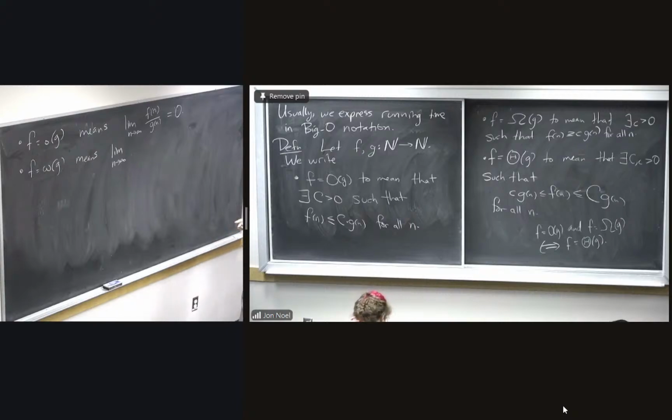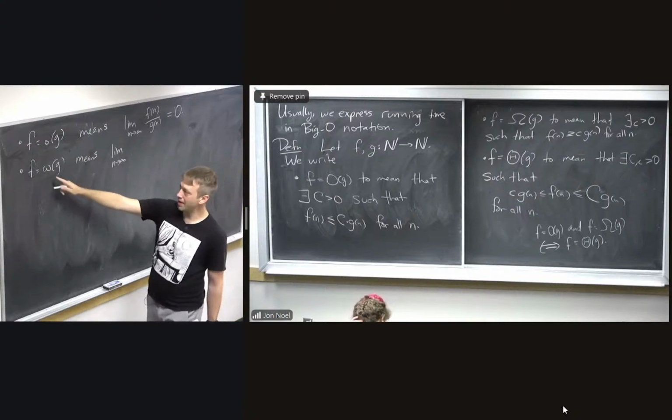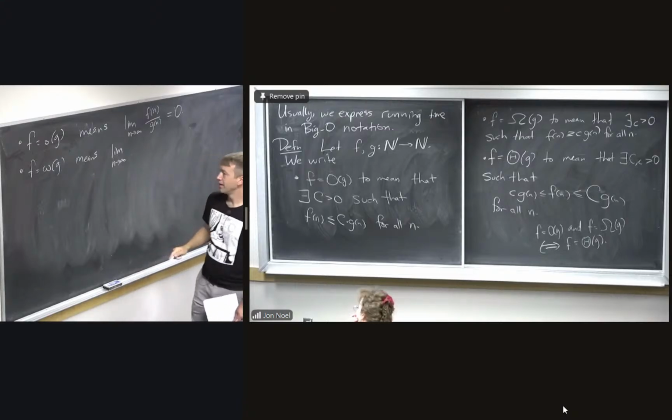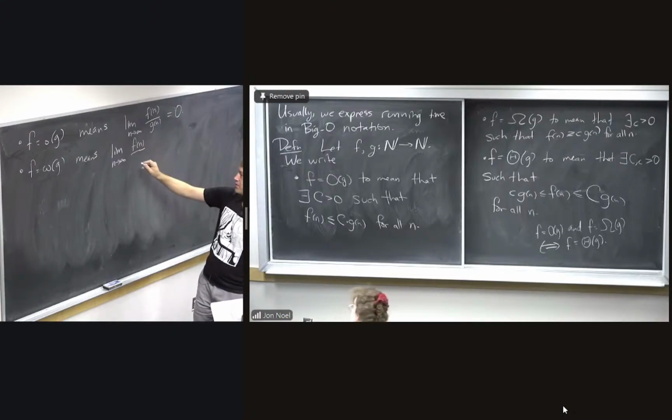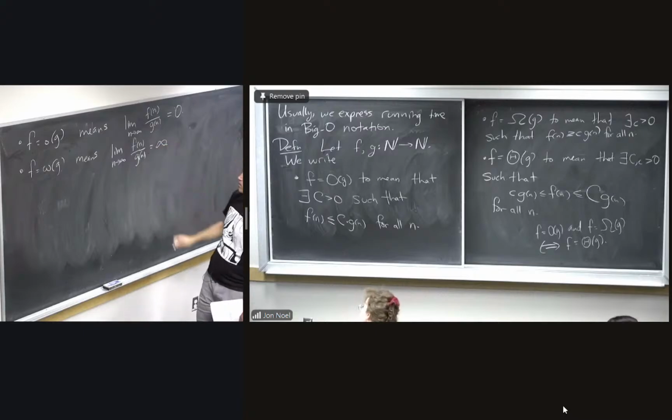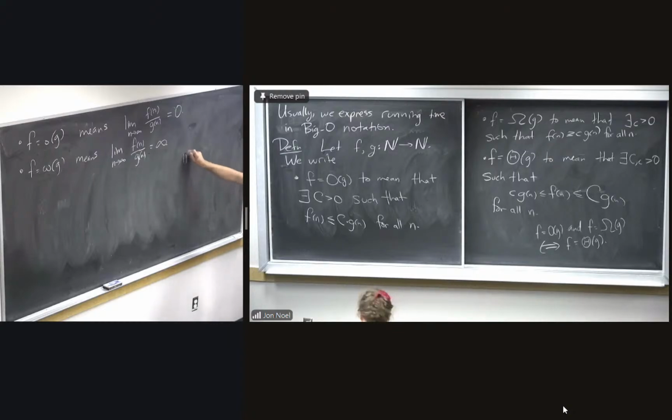Okay, so f is little omega of g. It's kind of the opposite of little o of g. It just means that basically f dominates g. The ratio goes to infinity. So for example, n cubed is little omega of n squared.